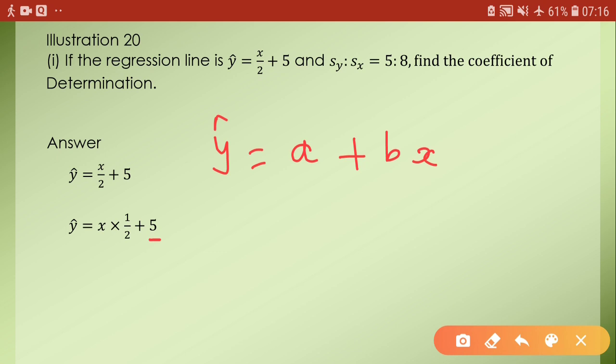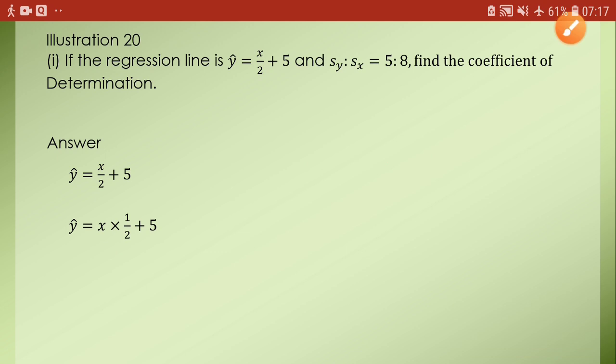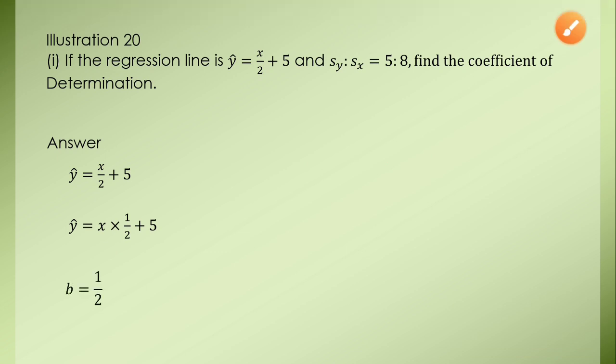The digit which is multiplied with x is always b. So, you can see that 1 by 2 is b. First of all you have to take out that 1 by 2 as b from the given information. So, our b is 1 by 2.